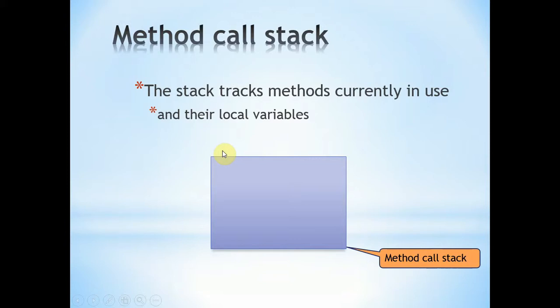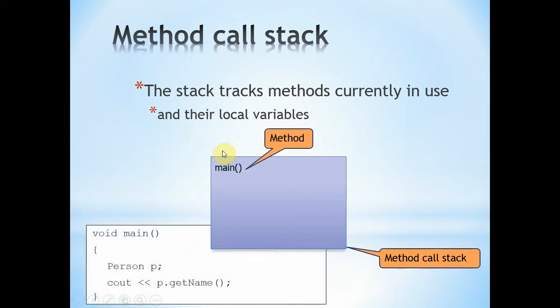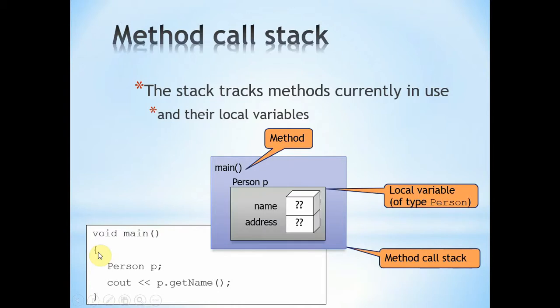Not only are we recording what methods are being executed, but we also put a place for their local variables on the stack. So let's take a look at an example. We've got the bit of code where the main method begins executing, and therefore the main method is put onto the stack. As we begin executing the method, we come across this declaration of person P. Now, person P is a variable that is local to the main method. It's declared inside the main method, and therefore it is put into that method's area on the stack.